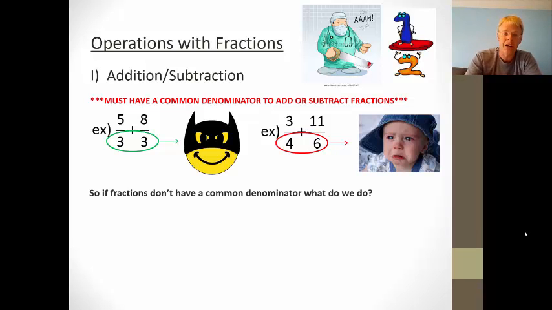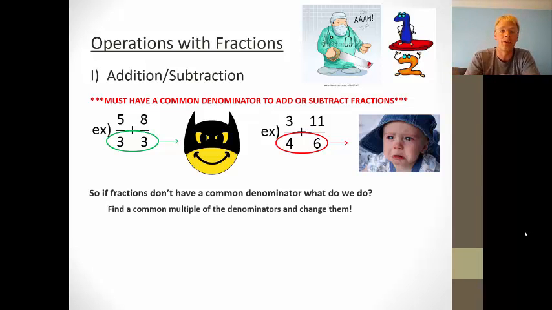So the question then becomes, what do we do if we don't have a common denominator? Well, we need to get one. We need to find a common multiple of the denominators and change them, right? Change not just the denominators, but we're going to change the entire fraction so that we can perform our addition or subtraction. So let's look at an example and see what that looks like.